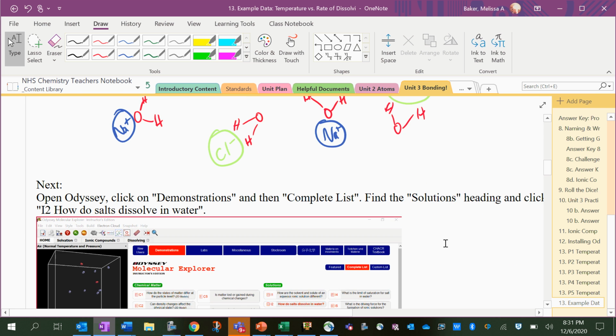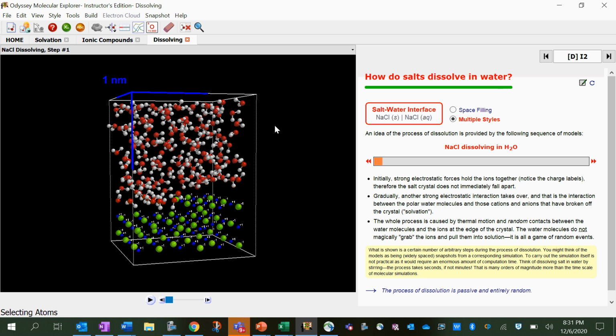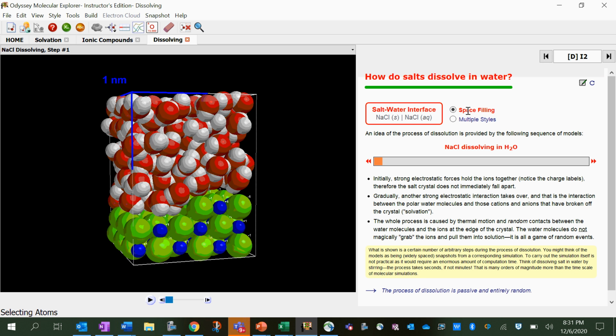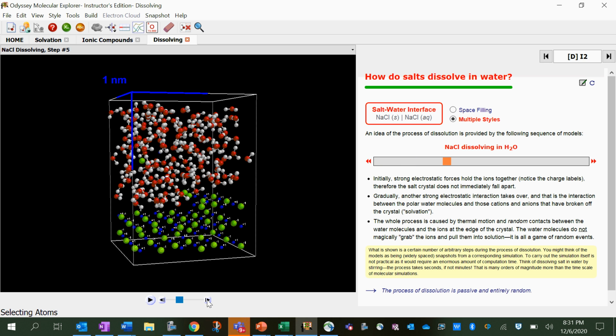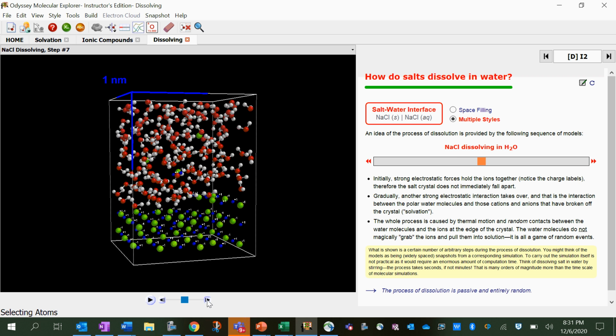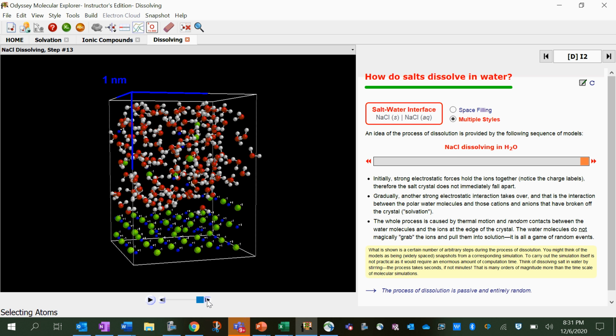So it says to open the demonstrations, complete list, solutions, how do salts dissolve in water? And when you get that, it looks like this. And if you change it from space filling to the multiple styles and you click at the bottom here, you can see that the ions are splitting up from the bottom and they're going into the water molecules.